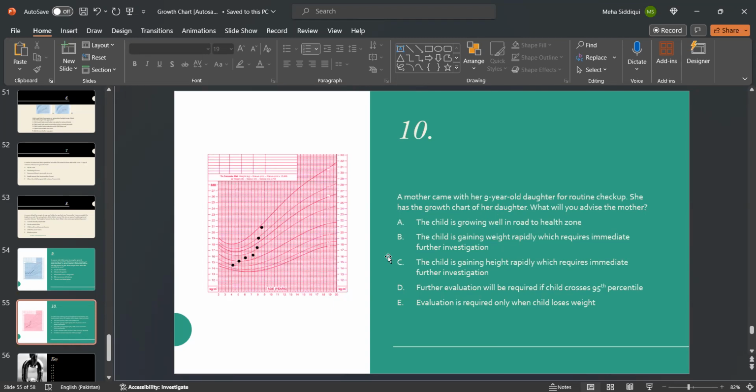MCQ number 10. A mother came with her 9-year-old daughter for a routine checkup. She has the growth chart of her daughter. What will you advise the mother? The child is growing well in the road to health zone. The child is gaining weight rapidly, requiring immediate further investigation. The child is gaining height rapidly, which requires immediate further investigation. Further evaluation will be required if the child crosses the 95th percentile. Evaluation is required only when the child loses weight. There is a rapid upward slope, so B. Yes, B is the right option.